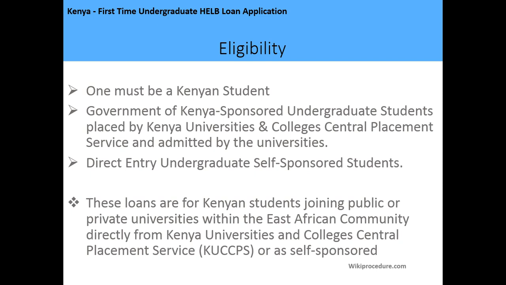This used to be known as the Joint Admission Board, but they changed the name. And number three, you can be a direct entry undergraduate, or better known as a self-sponsored student. So to add emphasis, the loans are for Kenyan students joining a public or private university within the East African Community directly from the KUCCPS, that's the Kenya University and Colleges Central Placement Service, or as a self-sponsored student.